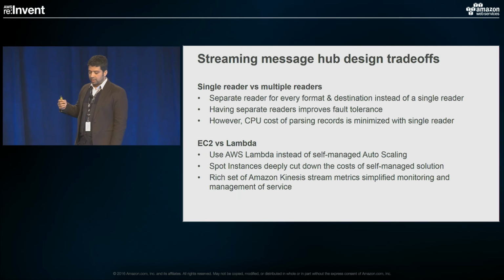Also, the goal of having a scalable, elastically scalable compute fleet could have been realized using Lambda as opposed to EC2 autoscale. The advantage of using Lambda is that it's managed by AWS. However, we recently moved to using Spot instances, which significantly cut down the cost of this self-managed solution. And also the rich set of metrics that are provided by KCL and Kinesis Stream really made the task of monitoring and operating the service a whole lot simpler. So in the end, we really couldn't justify the cost overhead of moving to Lambda. But then again, this is something that really depends on the application.